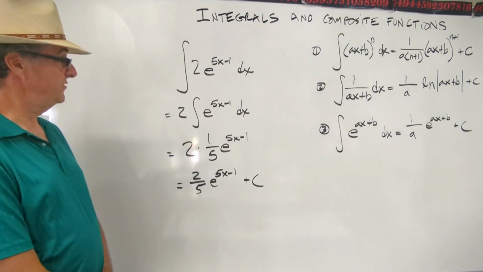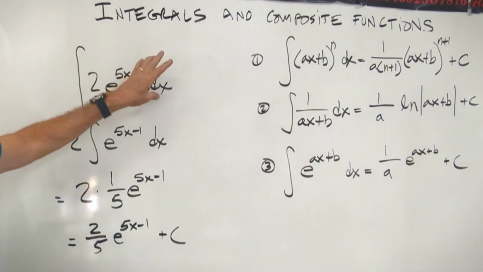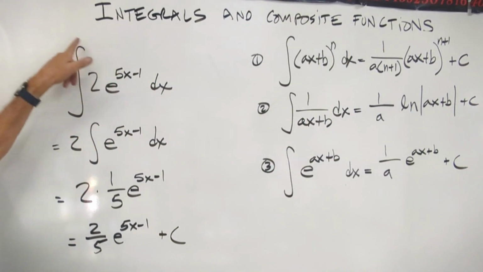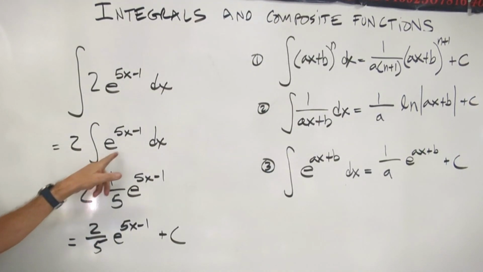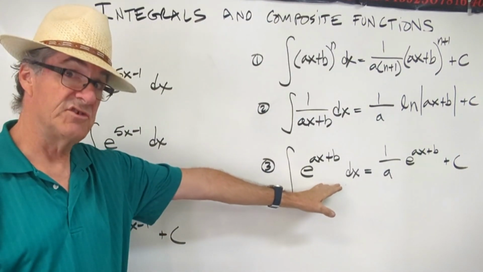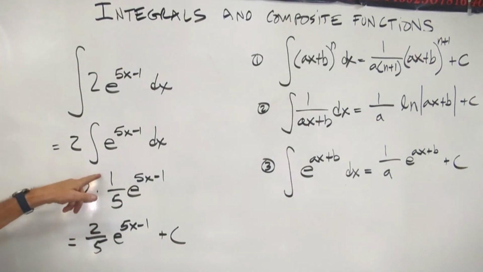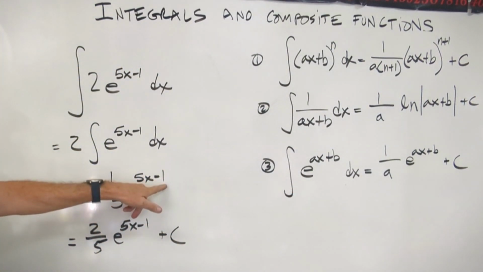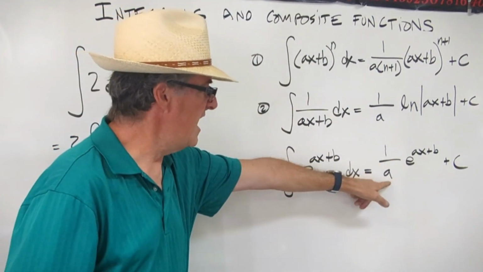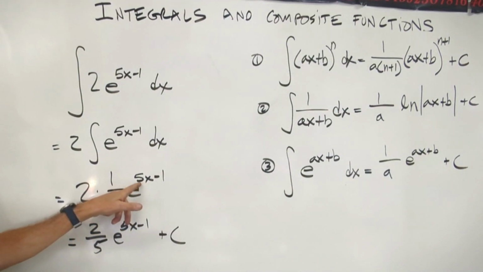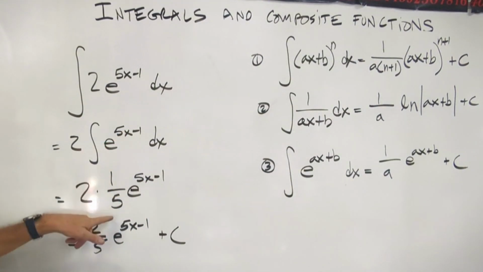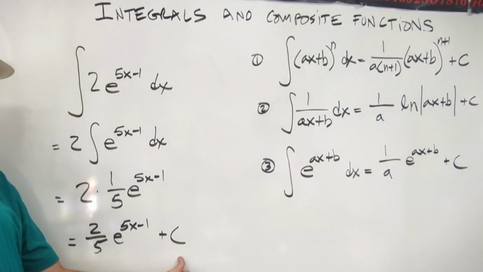Okay, let's see how you did. So check this out. My 2 is a constant times my function. So I'm going to simplify first by pulling the 2 out of the integral sign and putting it right there. Now I can take my integral of e to the 5x minus 1. It's a direct application of that rule. And what I get is 1/5 times e to the 5x minus 1. That's this 1 over a. A is my coefficient of x, which is right there. So I have 1/5 e to the 5x minus 1. I have 2 times 1/5, so that gives me 2/5 e to the 5x minus 1 plus c.